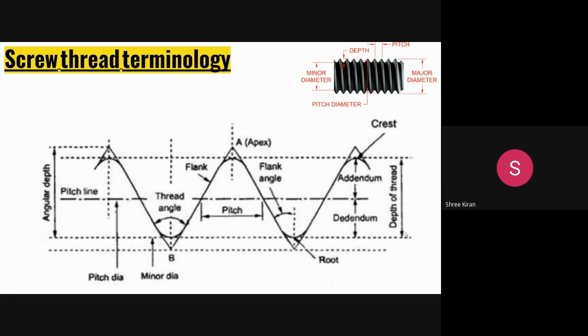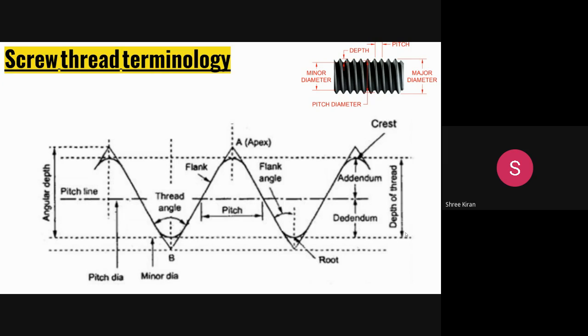Depth of thread is defined as the perpendicular distance between the crest and the root. So depth of thread is mainly defined as the perpendicular distance between the crest and the root. In the case of depth of thread, it is defined as the perpendicular distance between the crest and the root. What we mean by crest and what we mean by root, we have just explained before.